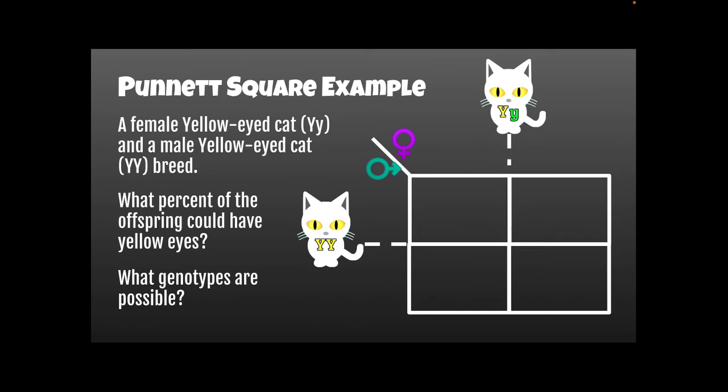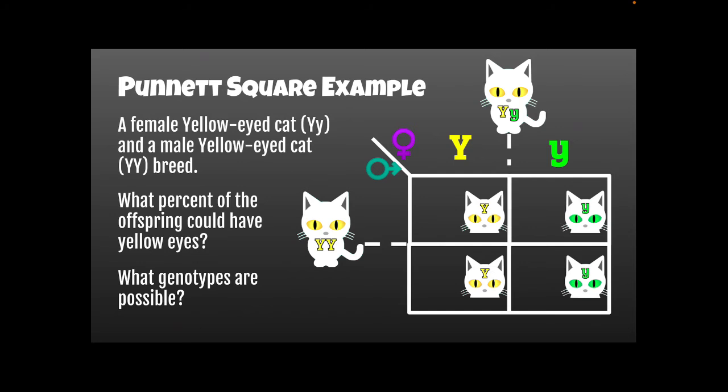The boxes are split because parents only give one of their instructions, one of their alleles, to their kids. So mom could give her capital Y or her lowercase y. We just fill those down. Dad could give his capital Y or his other capital Y. Dad's kind of boring here.